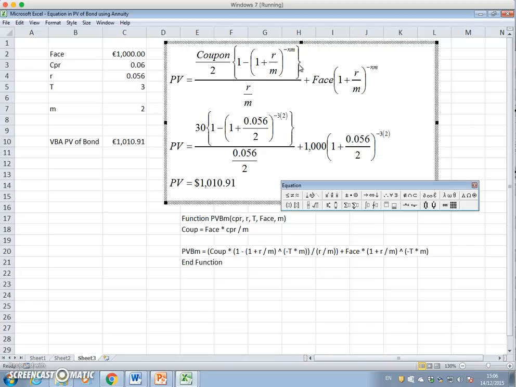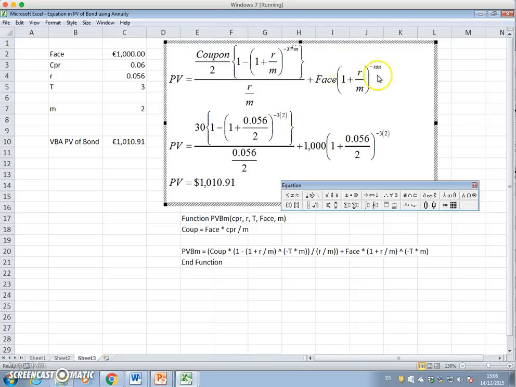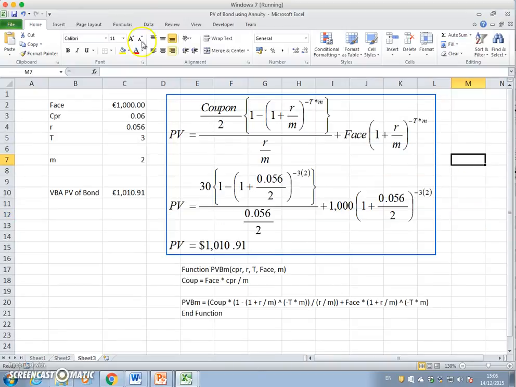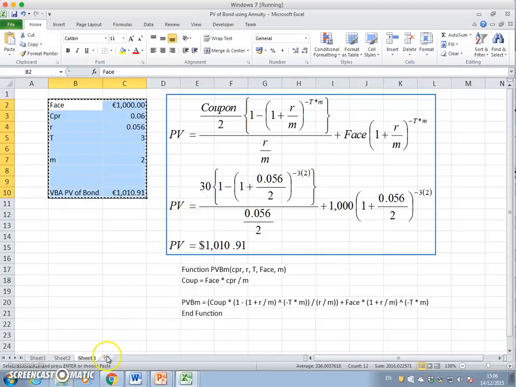we can say, M here, we could call this N, we could say T, and again the N we could denote as T just to be consistent with our notation. Okay, and save. And then underneath we have R divided by M plus the face, 1 plus R divided by M to the power of negative T by M, so discounting the face. When we put it all together, the value of the bond is 1,010.91.